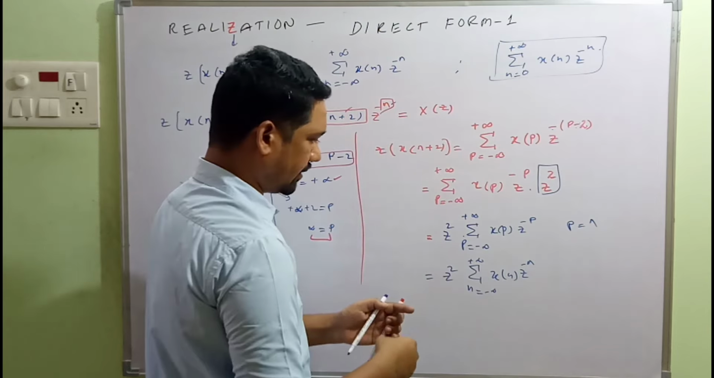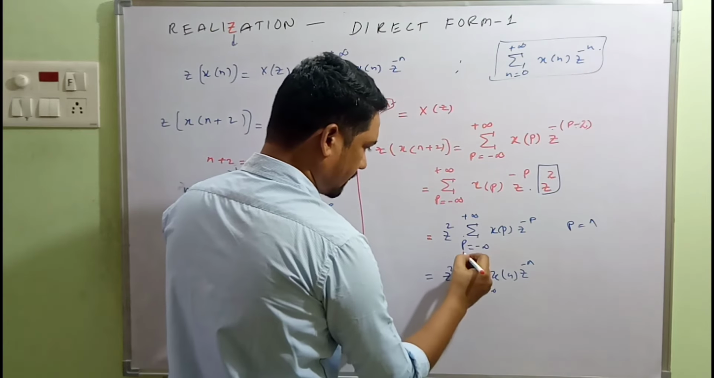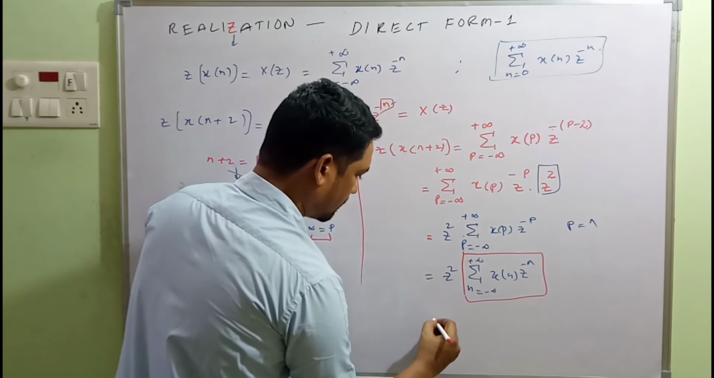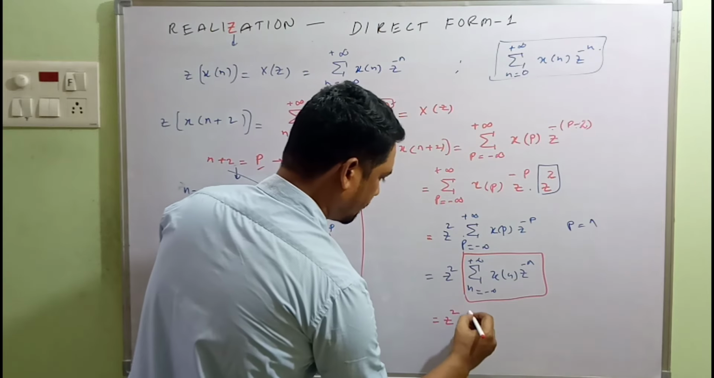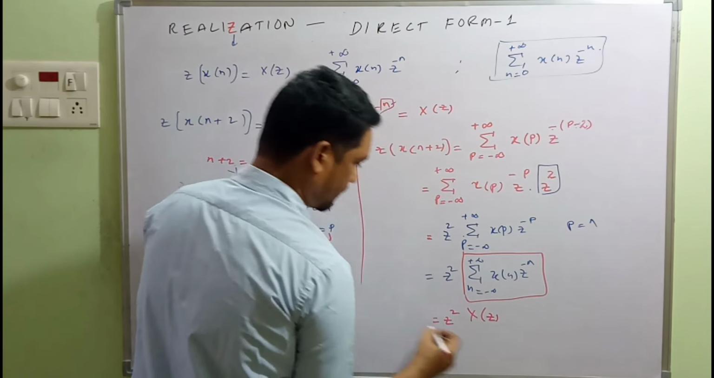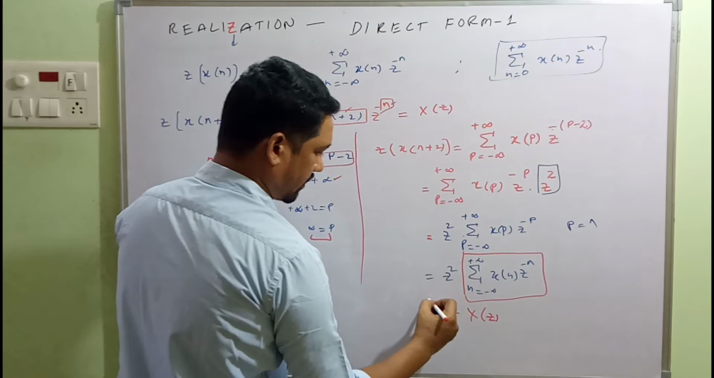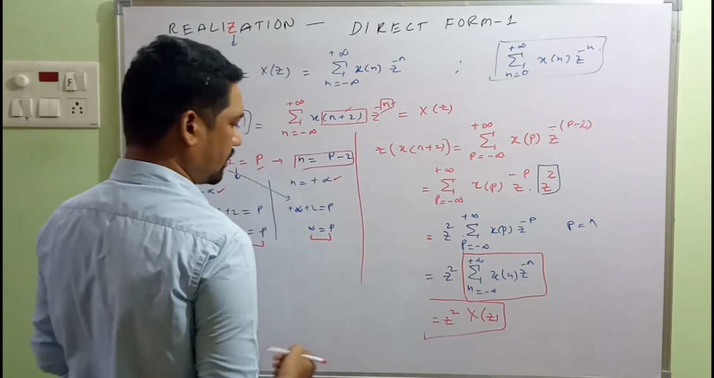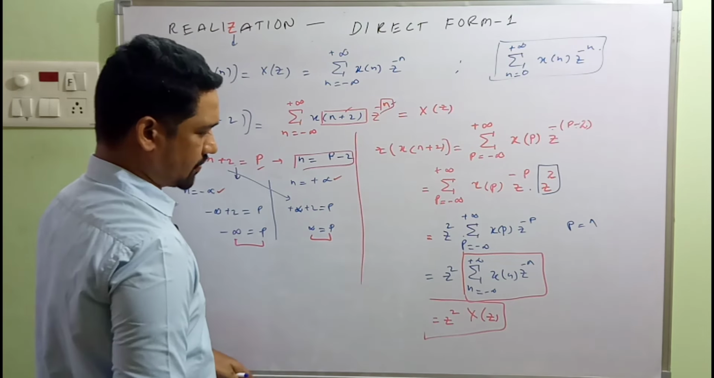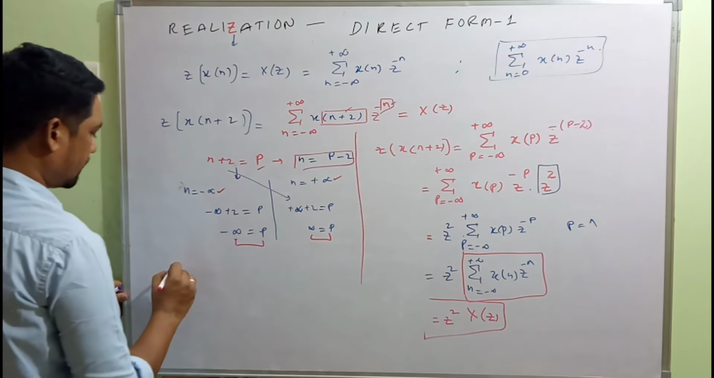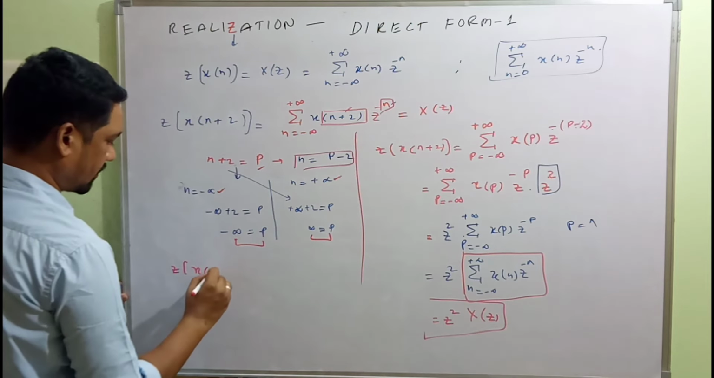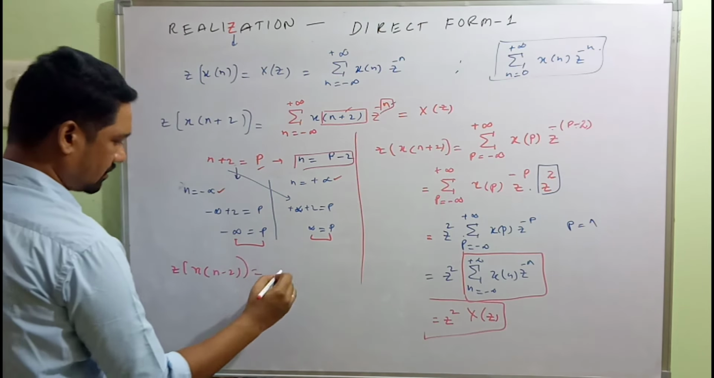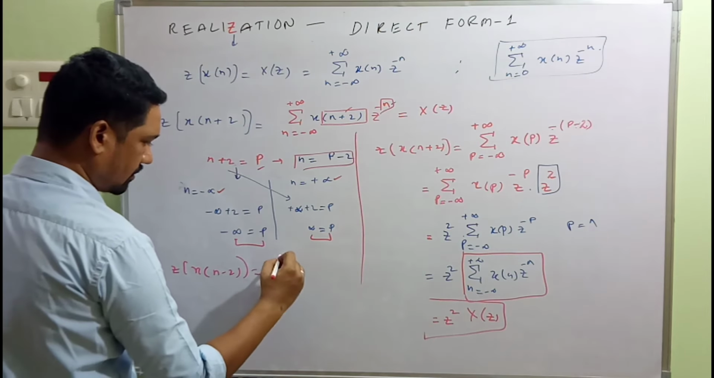Now what is this entire thing? What is this summation? Guys, what is this summation? It's z raised to 2 x of z, isn't it? So this is the shifting property, the final shifting property of a z transform. So what will be the z transform of x of n minus 2 in that case? That will be z raised to minus 2 x of z.